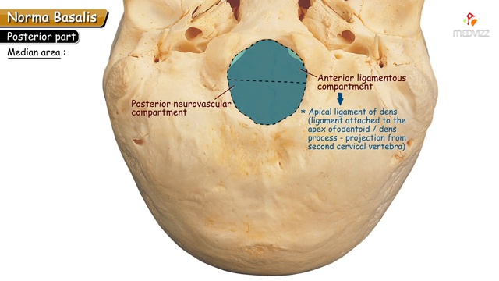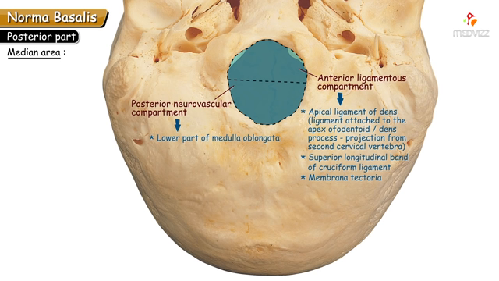Along with the apical ligament, the superior longitudinal band of the cruciform ligament and the membrana tectoria are also present. Now moving on to the posterior neurovascular compartment. Posterior neurovascular means nervous tissue and blood vessels are seen on the posterior aspect. The most important content is the lower part of the medulla oblongata.